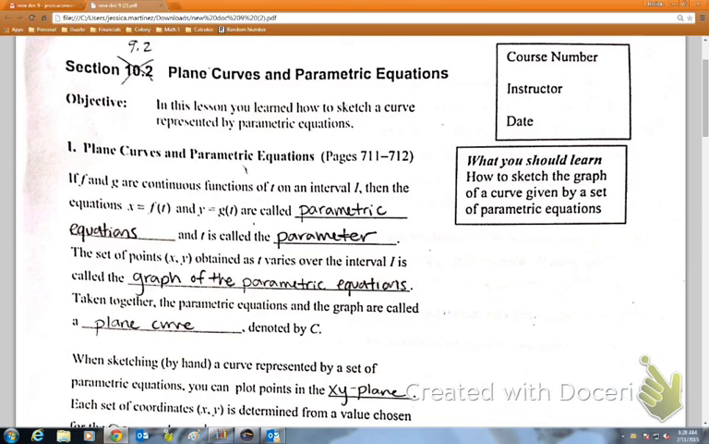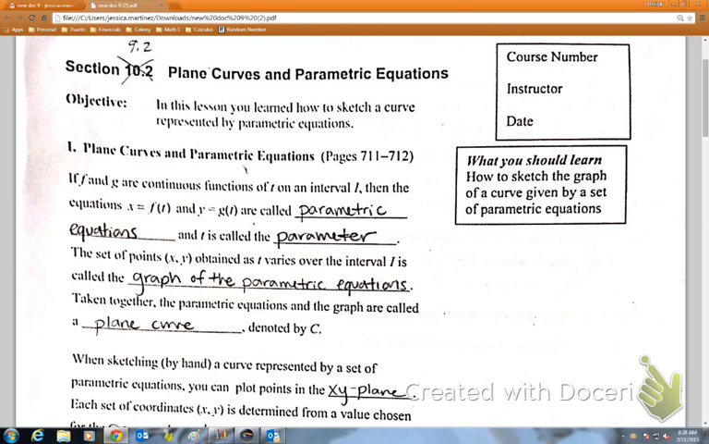So it says, if f and g are continuous on the interval I, then the equations x equals f of t and y equals g of t are called parametric equations. So this is kind of going to be a branch off of what we were doing in conic sections last section. And t is called the parameter.